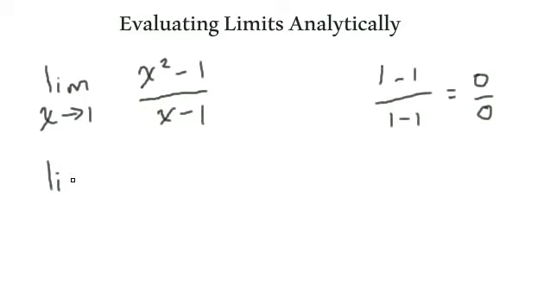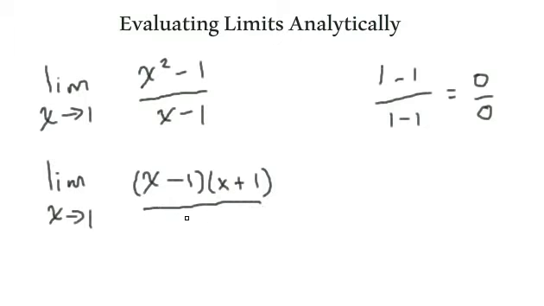So I'm going to rewrite the limit as x approaches 1. And so I can factor the numerator into x minus 1 times x plus 1, and it's all over x minus 1. Okay. Well, as you can see, it looks like we can cancel an x minus 1 out of the top and an x minus 1 out of the bottom, and now we're going to end up with a new function.